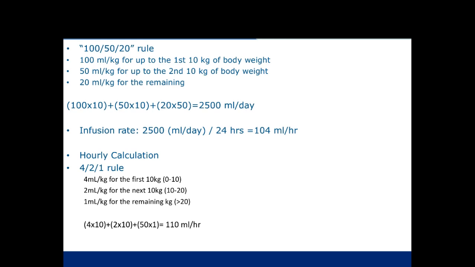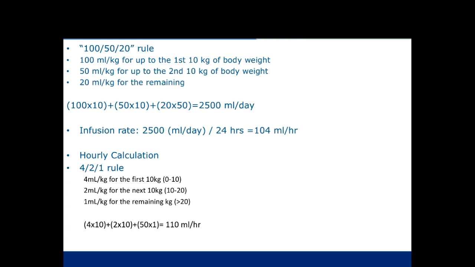So for that, we have two rules. You have the 100-50-20 rule, that is for the daily maintenance fluid, right? So 100 milliliters per kilogram for the first 10, 50 milliliters per kilogram for the second 10, and 20 milliliters per kilogram for the remaining, right? So if you have a 70 kilogram patient, for the first 10 you get 100, for the second 10 you get 50, and for the rest you get 20 times 50, so you get about 2,500 milliliters per day. Infusion rate, it's a rate, so you divide it by 24 hours, so you get about 104 milliliters per hour.